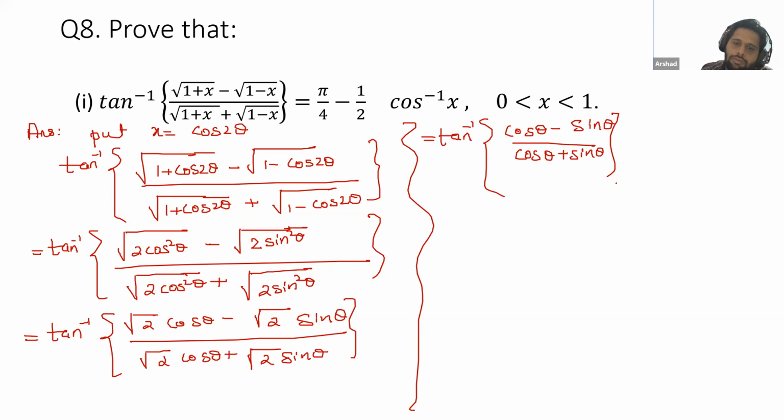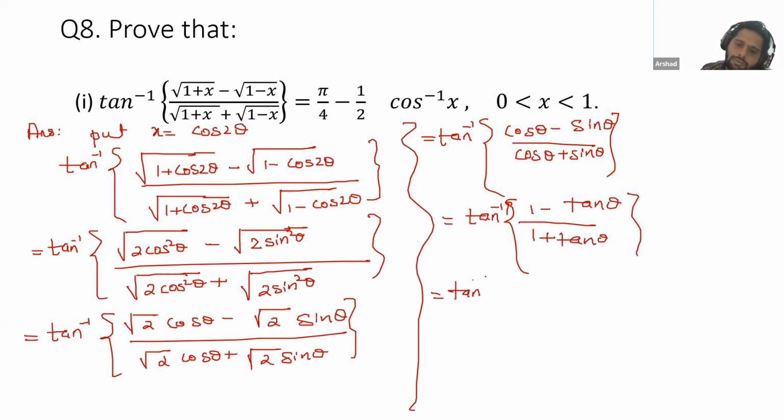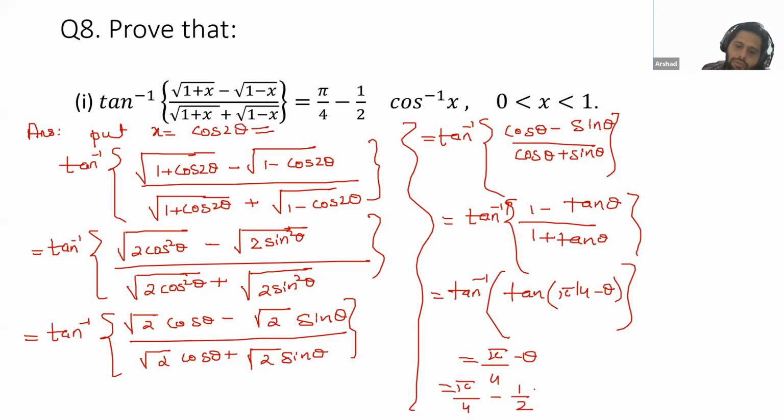Now this is equal to tan inverse. Again, Noma, you will divide this with cos. So what you will get, 1 minus tan by 1 plus tan. Then you need to write tan pi by 4 here. So finally you will get this one, tan of pi by 4 minus theta. This will give you what? Pi by 4 minus theta. In place of theta, you can put this value. So what you will get here? Pi by 4 minus 1 by 2 cos inverse x. This clear, Noma?